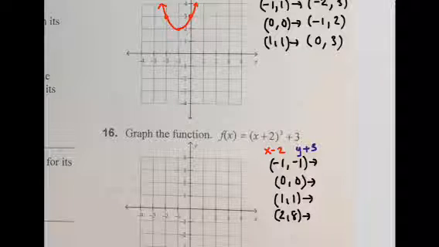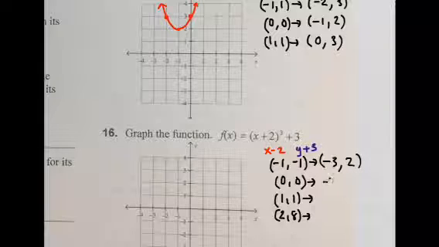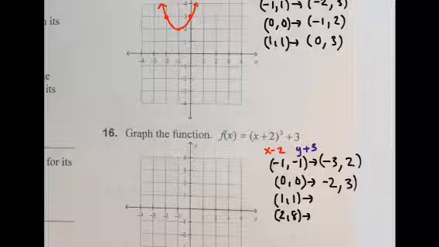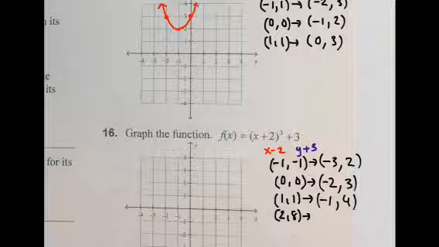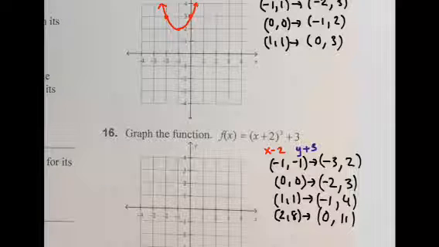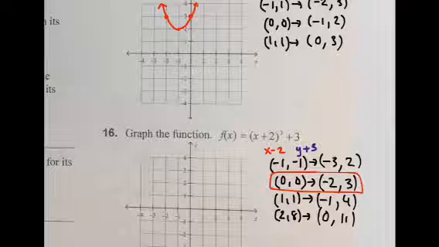So it's going to be negative 1 minus 2, so that's negative 3. Negative 1 plus 3, that's positive 2. 0 minus 2, and then 0 plus 3. 1 minus 2, and then 1 plus 3. And then 2 minus 2, and 8 plus 3. Okay. Remember, this is the inflection point right here. That's the point at which the curve switches direction.